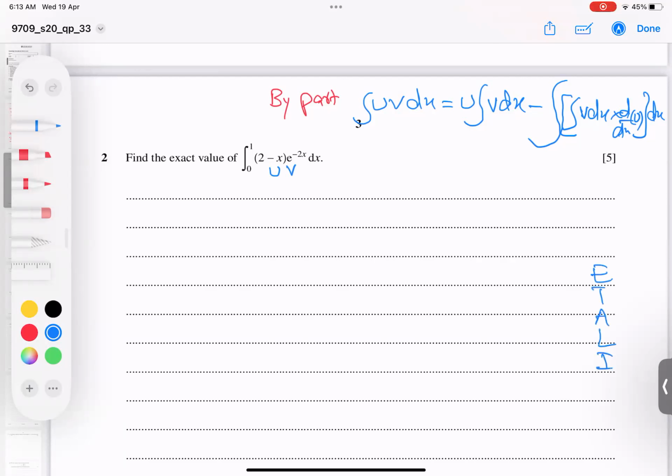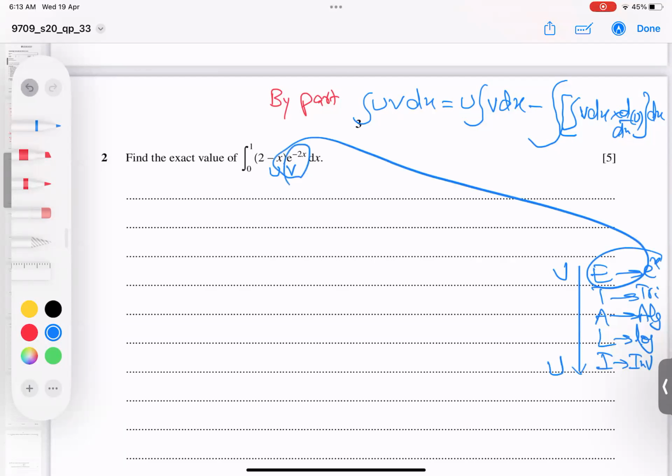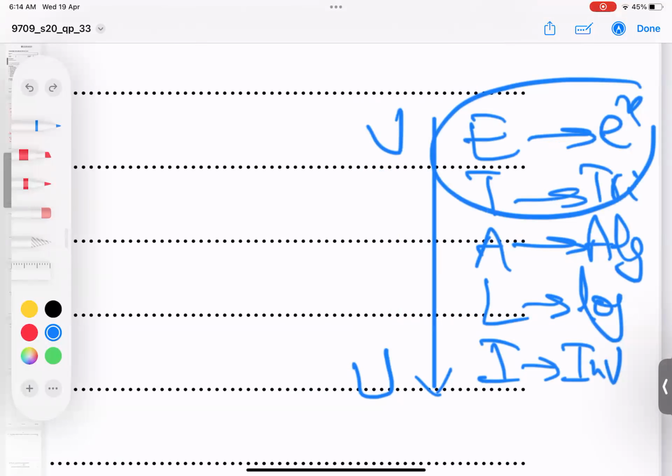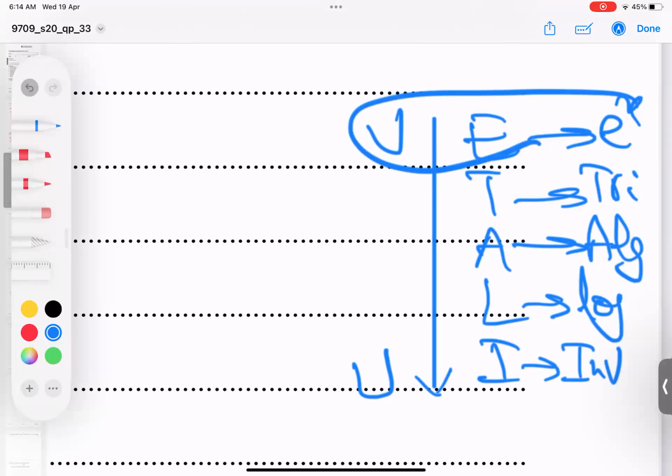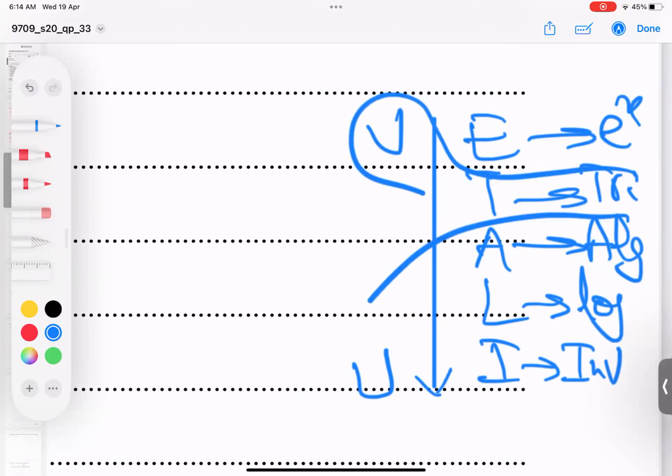I also introduce I LATE, I am late or I LATE. I stands for inverse, L stands for logarithm, A stands for algebra, T stands for trigonometry, E stands for exponential. Top to down, top is V function, down is U function. Exponential is here, so that is the V function, and algebra is at the bottom, that is called the U function. So when algebra, exponential and trigonometry come together, exponential is V and trigonometry is U. If trigonometry and algebra come together, trigonometry is V, algebra is U.